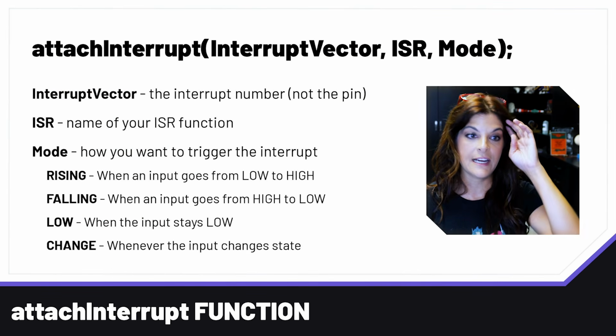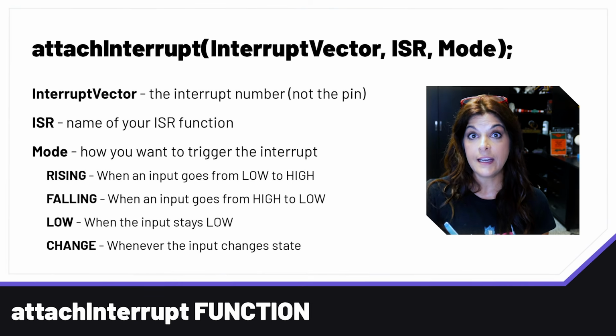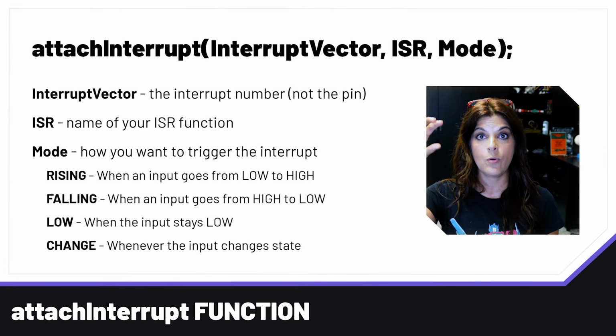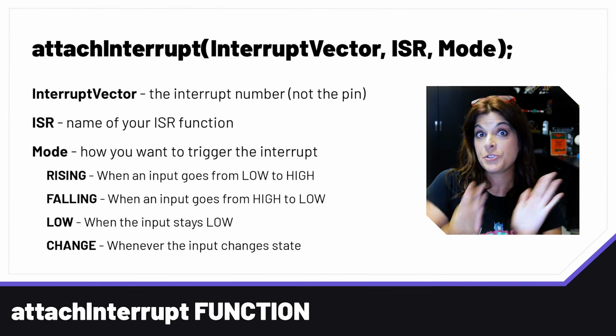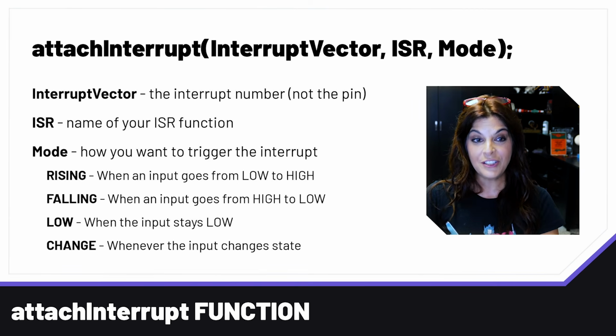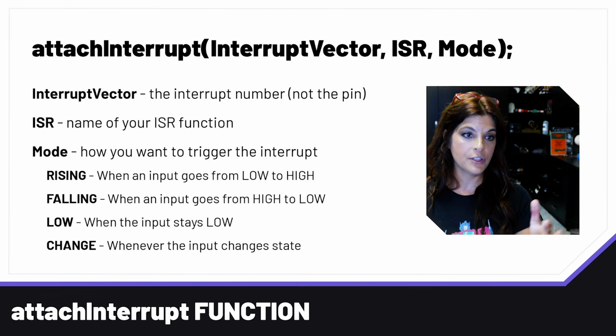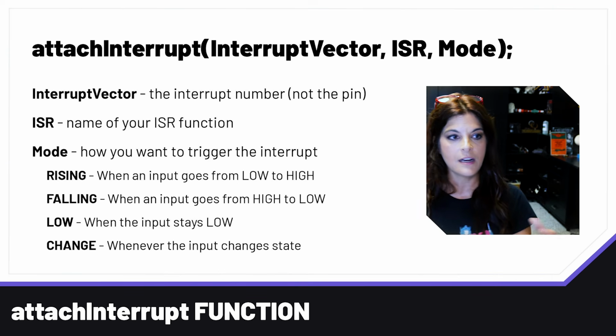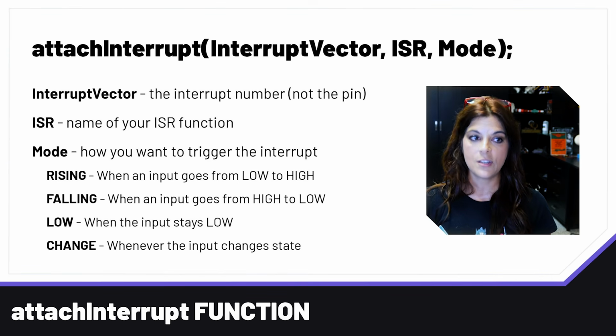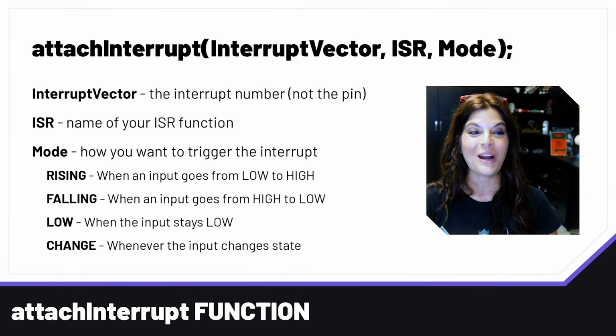Here is the attach function that we're going to use in the setup section. Once we've written our ISR, or interrupt service routine function, this is how we attach it to the actual action. So you can see the function is rather easy. It does take a couple parameters that are somewhat self-explanatory, like attach interrupt. That kind of describes itself.